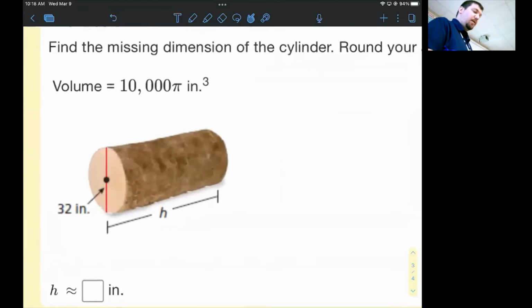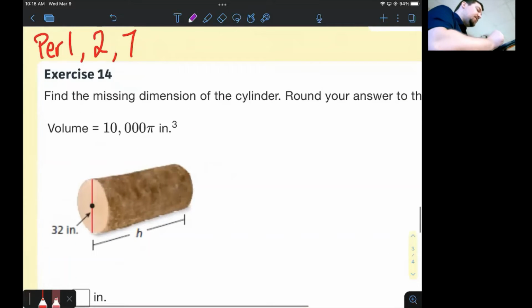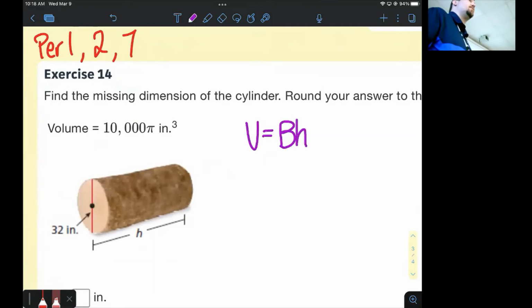When they give us the volume of the log, it's already in terms of pi. Don't multiply it by 10,000. We're going to leave it in terms of pi, and I'll show you how that's actually going to save us some time. So start by writing the volume formula that you use for every single prism and cylinder, and it's V equals capital BH. Remember, capital B is your drop-down menu.